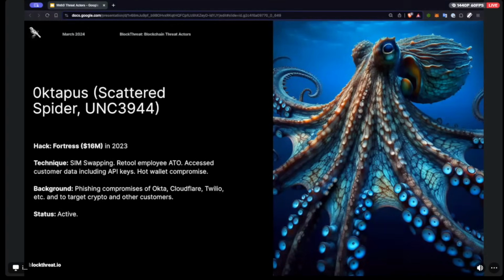The other one we should discuss is Oktapus. Again, a highly seasoned threat actor. APT, by the way, which I've mentioned a few times, is advanced persistent threat.